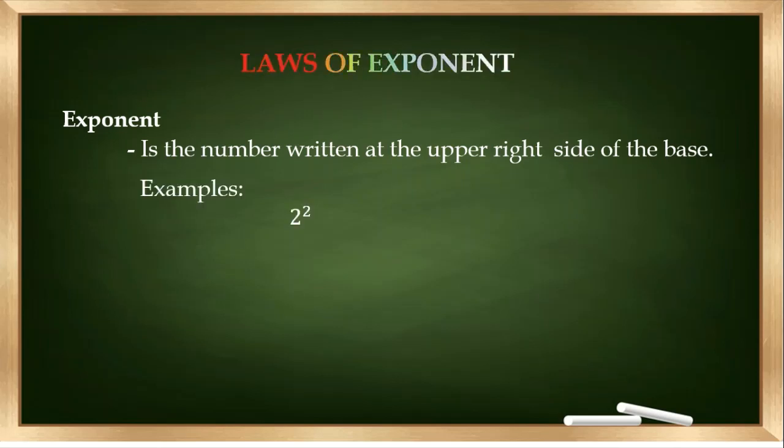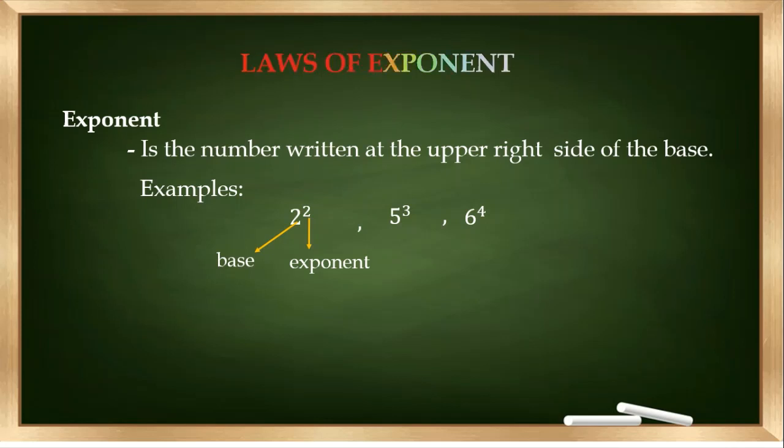So for example, we have 2 squared. Yung constant natin dito, it's either constant or variable, ito yung tinatawag natin na base. And then yung number sa taas niya, yun yung tinatawag natin na exponent. Alright? Another example is we have 5 cubed. So 5 is the base and cube or 3 is the exponent. Another one is we have 6 raised to the 4th power.